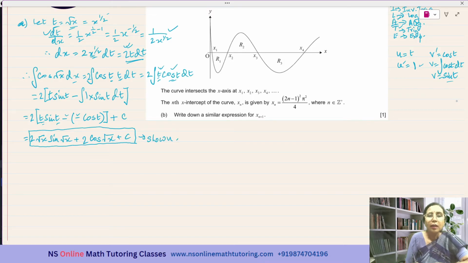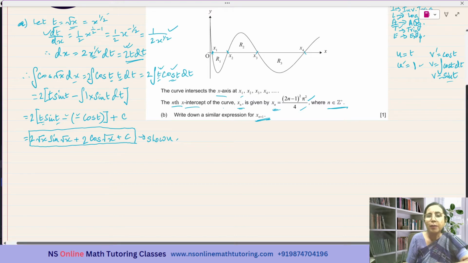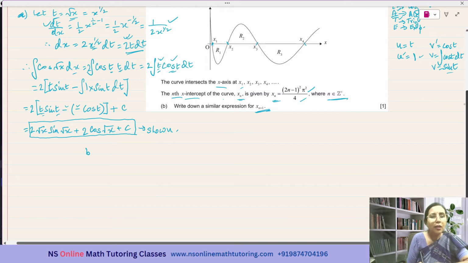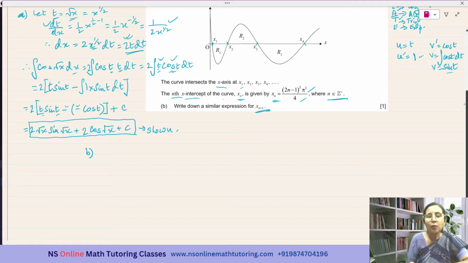Okay. Now coming to the subpart B's question, the curve intersects the x-axis at x1, over here x2, x3, x4 and so on. The nth x-intercept of the curve xn is given by xn equal to 2n minus 1 whole square times pi square over 4, where n is a positive integer. Subpart B, write down a similar expression for xn plus 1. This is xn and we have to get a similar expression for xn plus 1. In place of n, I will be writing n plus 1. That is the only difference.